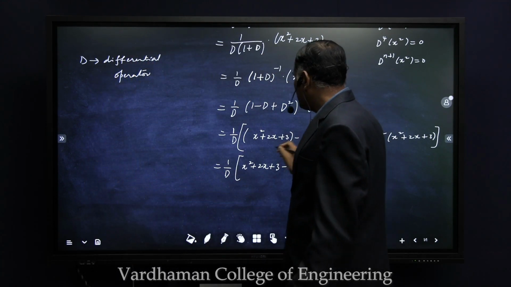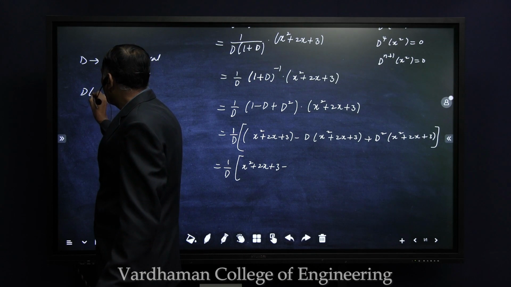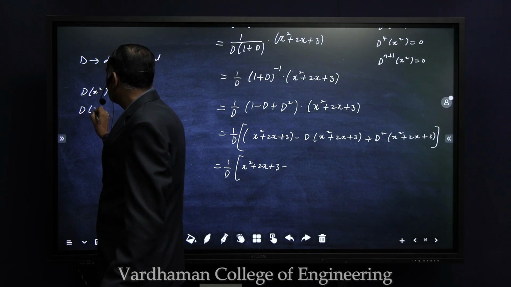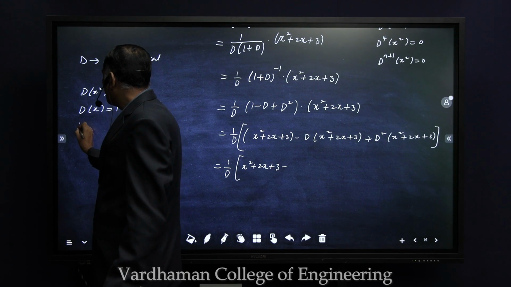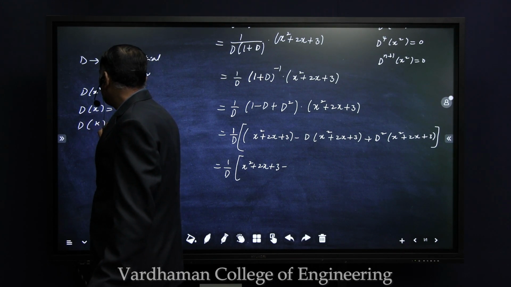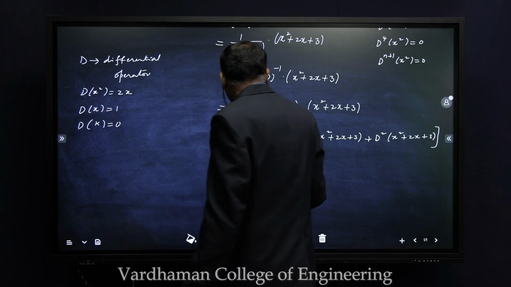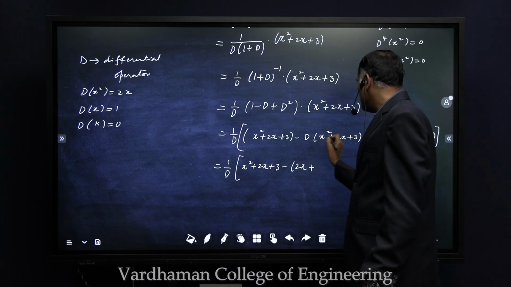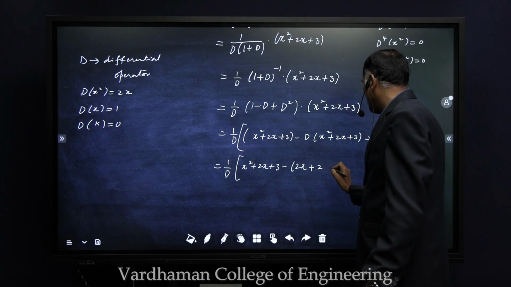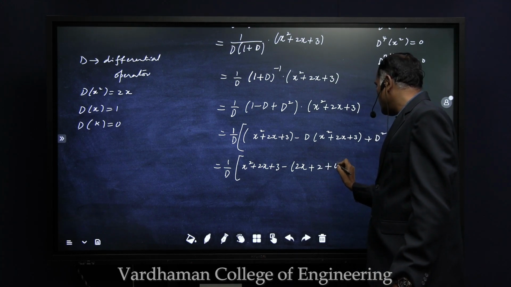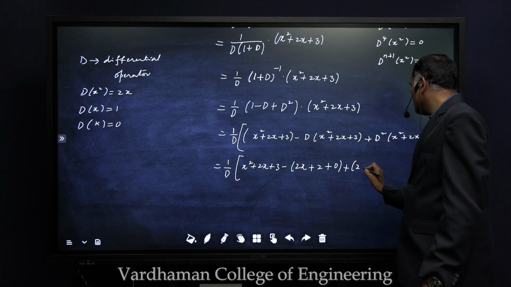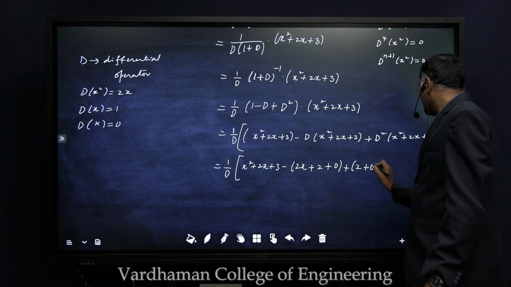So D of x square is simply 2x. Now D of x is simply 1. Now D of any constant is 0. So here D of x square is 2x, plus D of x is 1 here. Here 2 is constant, D of 3 is 0. Now plus D square of x square is 2. This is 0 and this is 0.